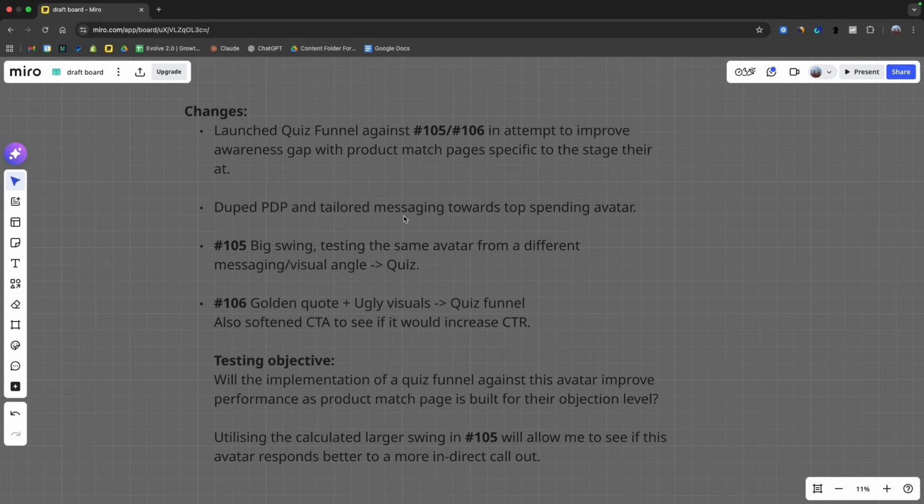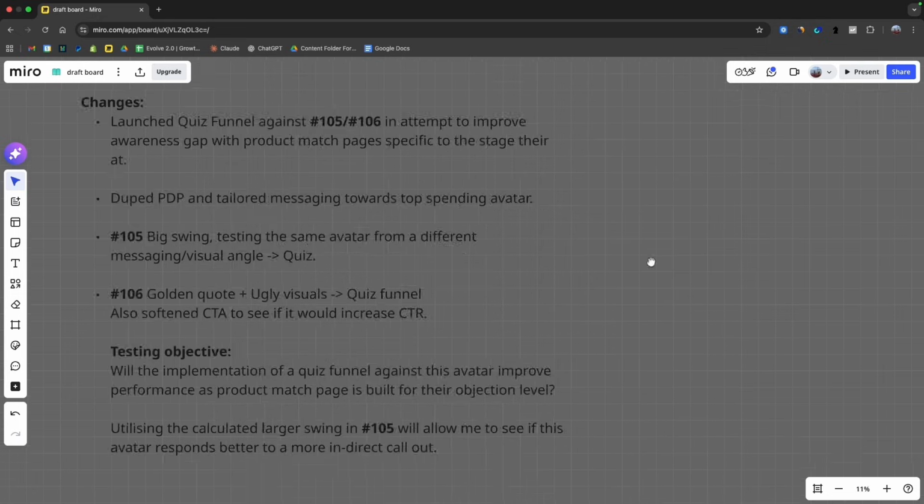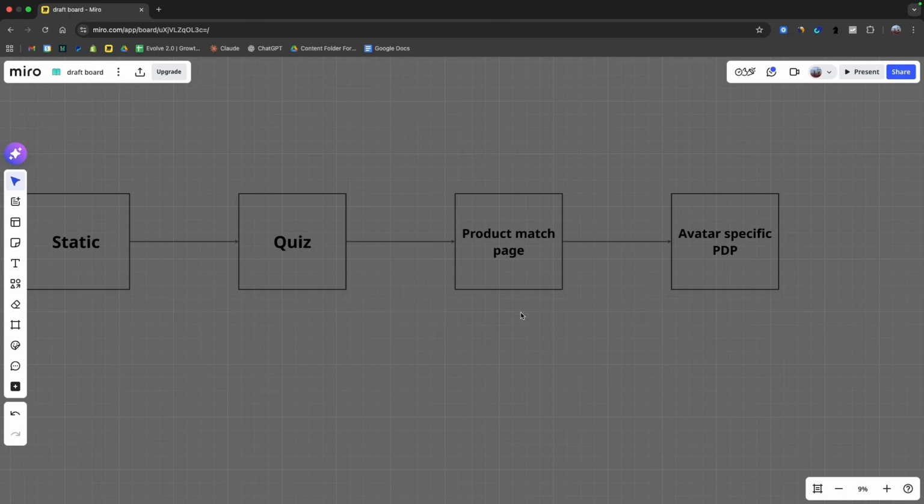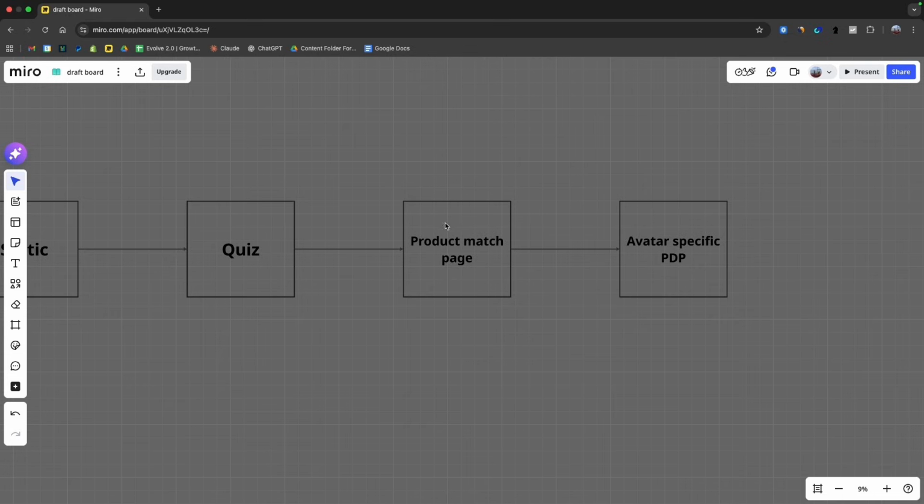Dupe the product page and tailored messaging towards the top spending avatar. You'll see what this means here. So this was the funnel layout that I was running. So static, getting the click, sending people to the quiz. They're getting a product match page based on their awareness stage. And then from there, they're getting sent to an avatar specific product page.